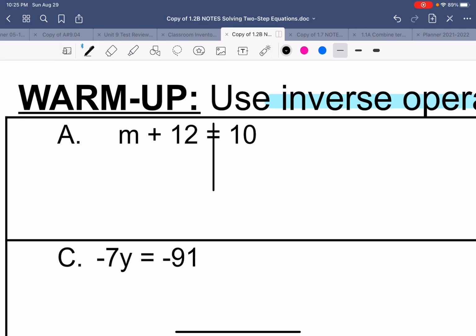Because it says M plus 12, in order to undo that 12, I have to do the opposite, which is subtraction. So I have to subtract 12 from M, but what I do to one side, I must do to the other to keep the equation balanced. So then I'm left with M on the left side equals, and 10 minus 12 will get us a negative 2.